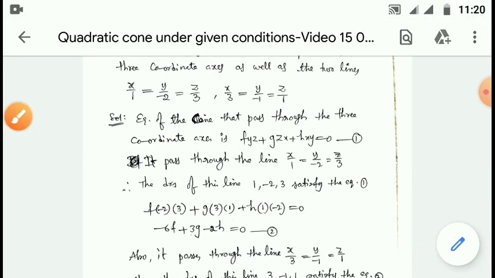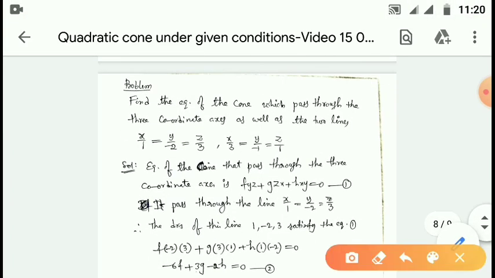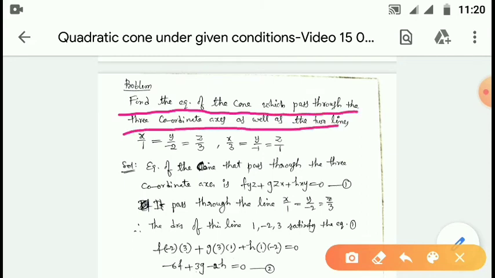So here is another problem: find the equation of the cone which passes through the three coordinate axes as well as the two lines x by 1 is equal to y by minus 2 is equal to z by 3, and x by 3 is equal to y by minus 1 is equal to z by 1.